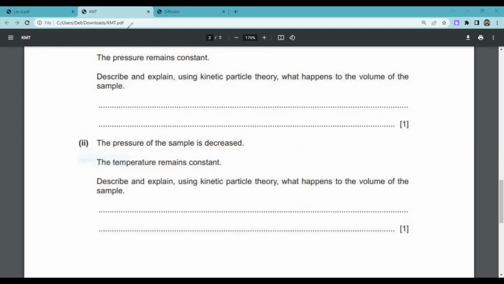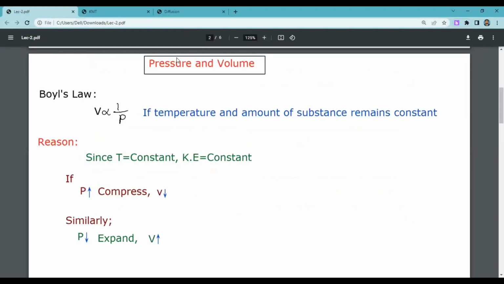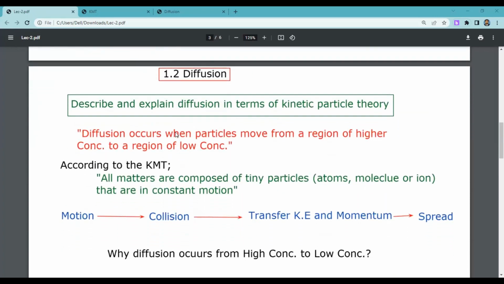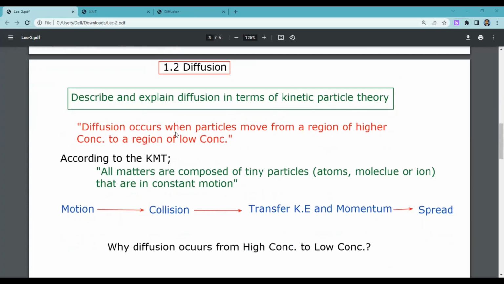Now come to the second topic of today's lecture. That is most important, and most typical questions come from this topic both in the P1 exam and the P2 exam, and this topic is diffusion. This is topic 1.2, diffusion.